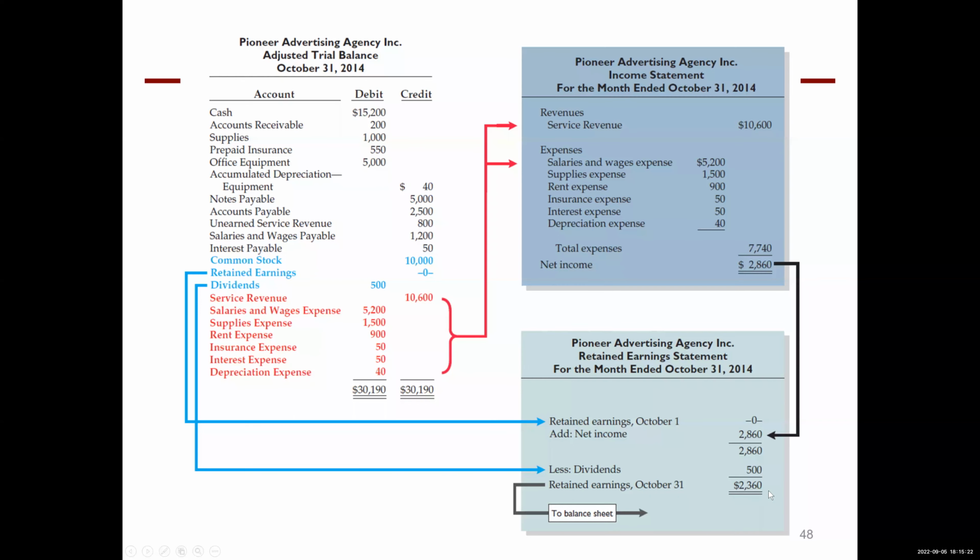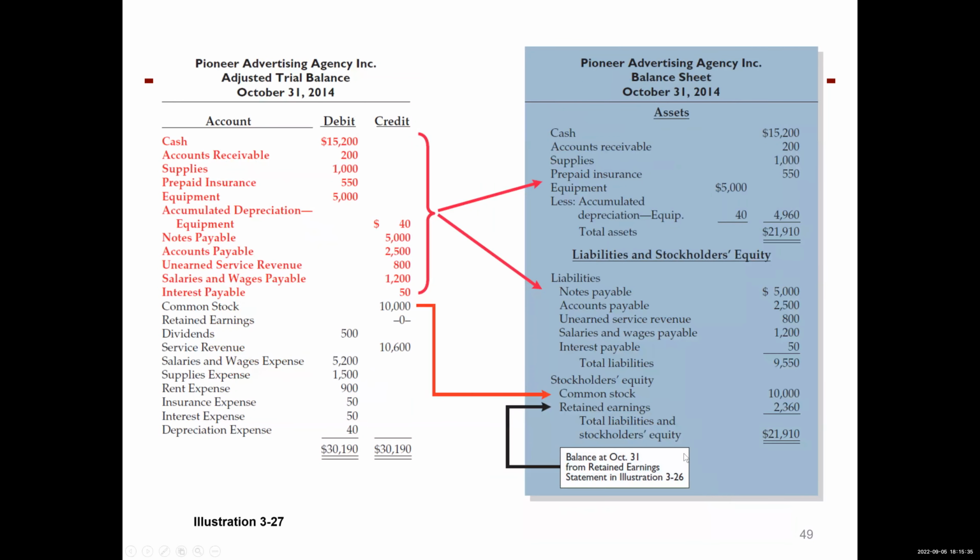Now, this 2,360 is going to follow us to the balance sheet. Remember that number. Here we go, and there it is, 2,360. So we can put that in there. In the balance sheet, we're going to put our assets, liabilities, and equity accounts in. We know about the assets. They're usually debits, and so we put them in here.